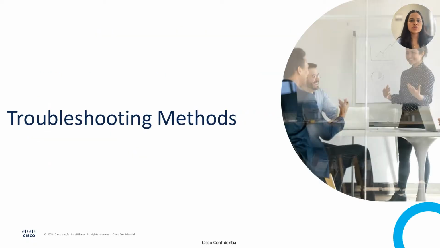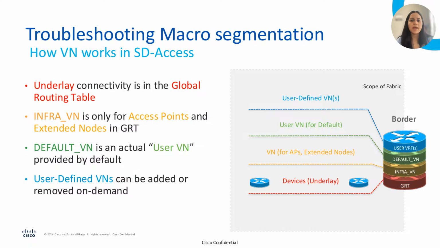Now let's look at the troubleshooting methods that we have. So let's talk about macro segmentation troubleshooting first. Before that, let's spend a couple of minutes to understand how a virtual network works in SD Access and the different virtual networks in SDA Fabric.